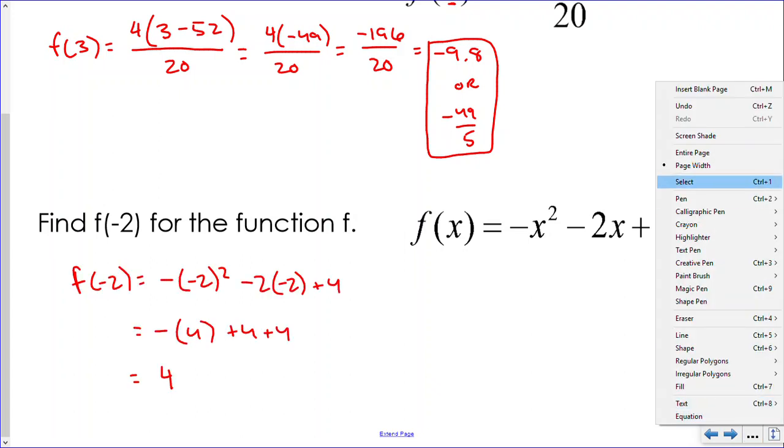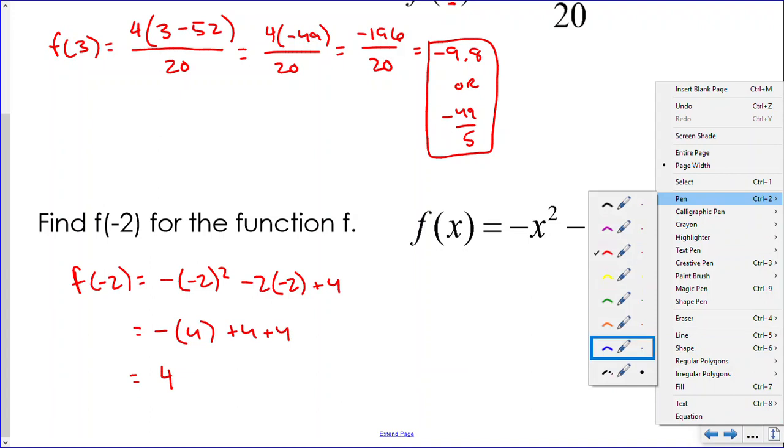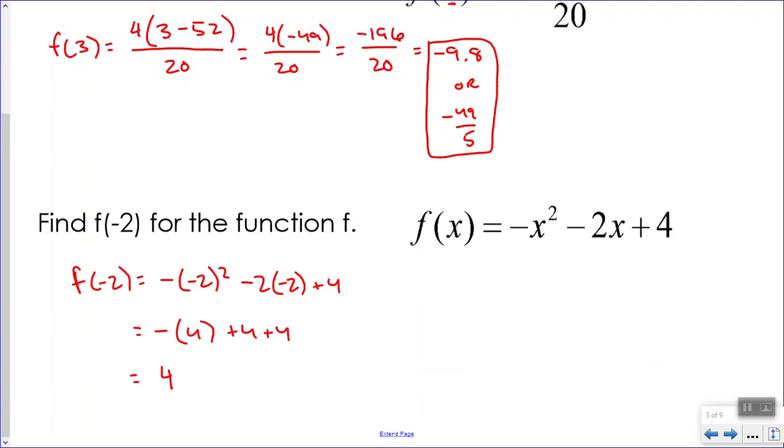With this particular function and this particular value of x, you want to be really careful. Anytime we have a negative, we always want to keep our guard up, make sure we're careful with our signs here, and especially for this one where we have negative x squared. So we take negative 2 squared, but remember the exponent always comes first. So negative 2 squared is 4, and then we bring that negative down. So we end up with negative 4 plus 4 plus 4, which gives us our final answer of 4.